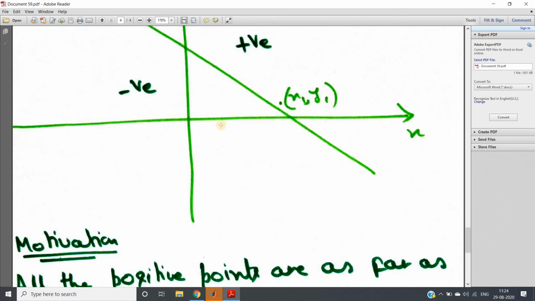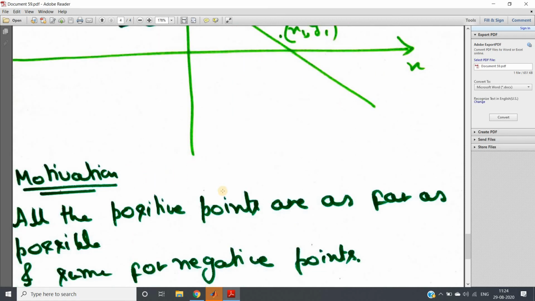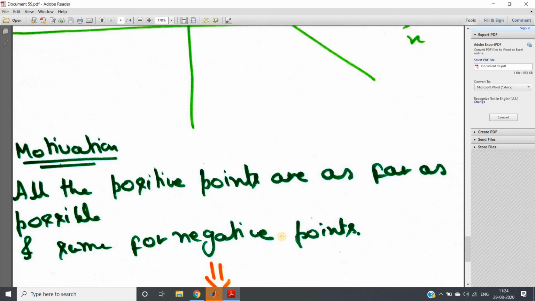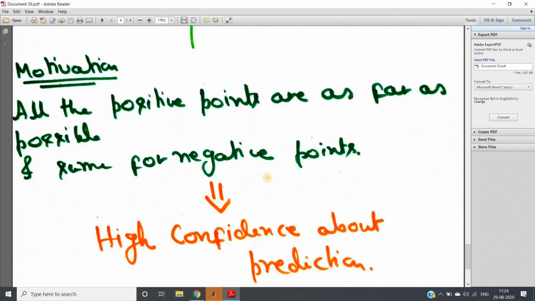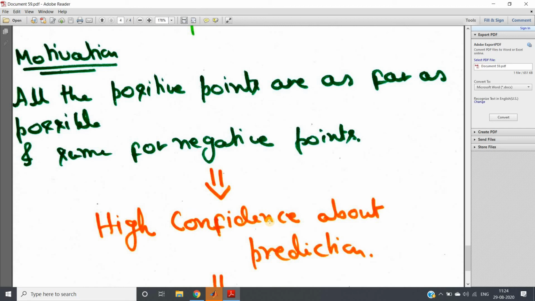So our binary classification objective is done, and the motivation is that all the positive points should be as far as possible and all the negative points should be as far as possible from this particular line. That is, all the positive points should have as high a value as possible and all the negative points should also have as high a negative value as possible, and at that time we will have high confidence about our prediction, okay. As I have told you, if you get minus 1000 for some point, then you will surely say that it belongs to the negative class. But if you get minus 0.01, then the confidence level will be a little bit decreased, right?